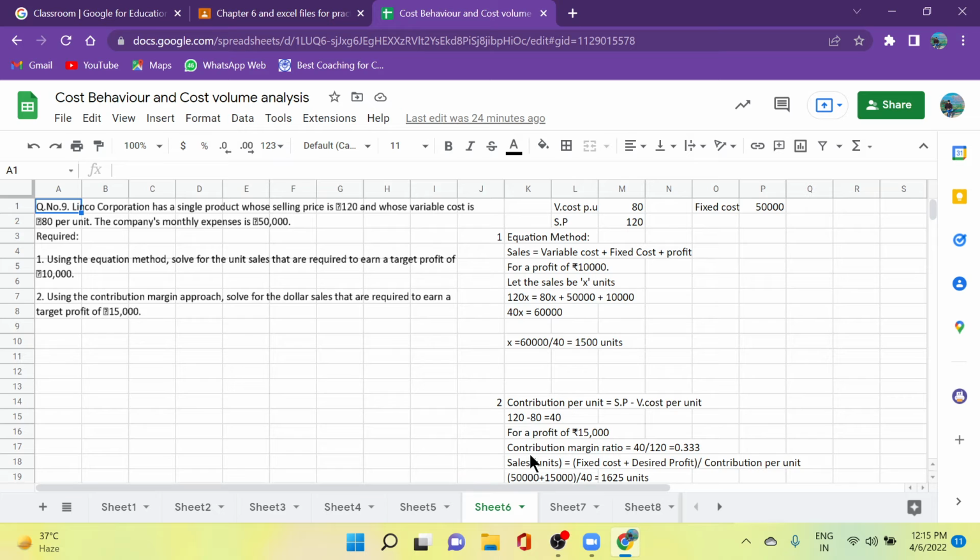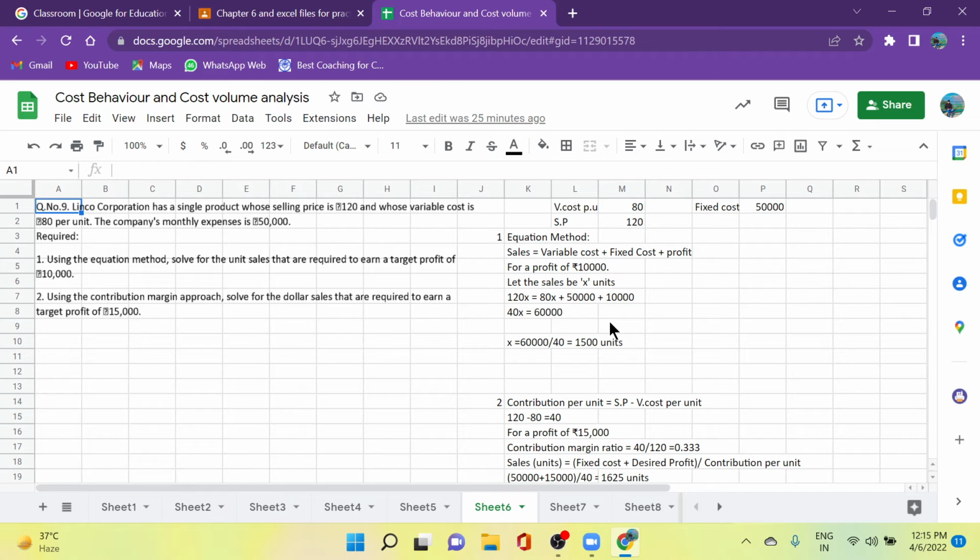Okay, so the question information is here. Linko Corporation has a single product whose selling price is 120, whose variable cost is 80. The company's monthly expenses is 50,000. We assume that this monthly expenses is fixed cost. Using the equation method, solve for the unit sales that are required to earn a target profit of 10,000. So instead of putting profit 0, you will write 10,000.